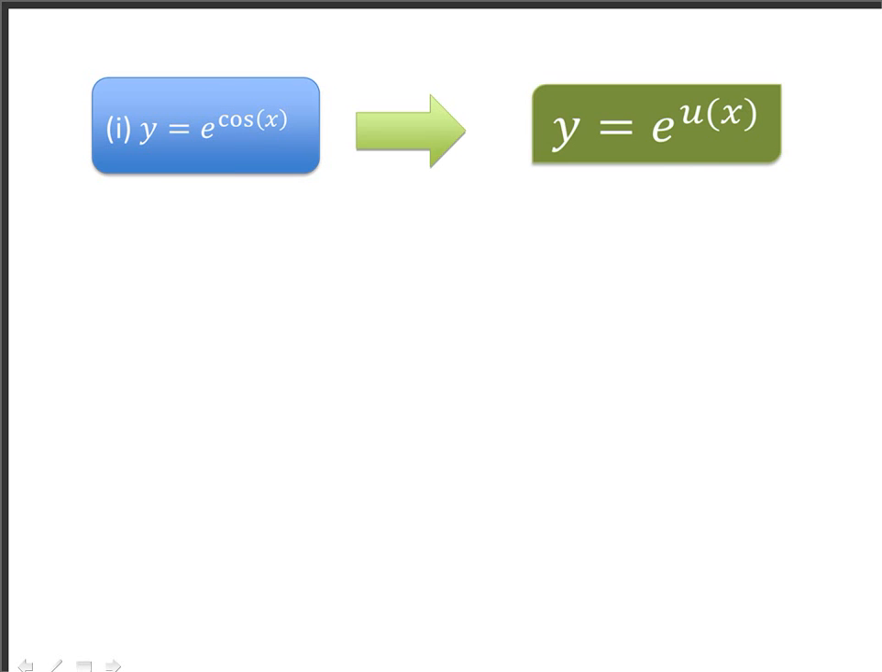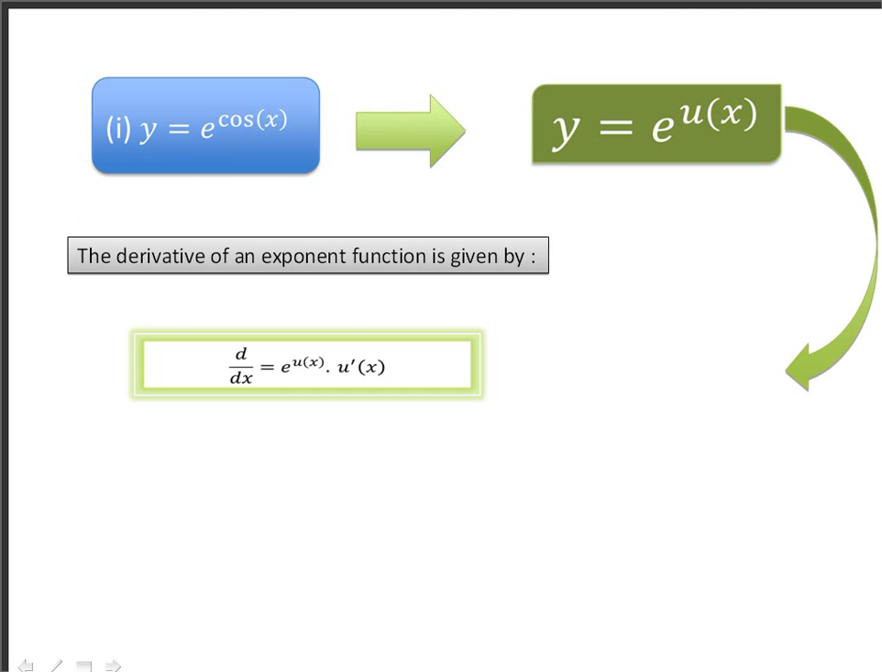To make the rule for deriving e functions easier to understand, I'm going to replace our cos with a u, so that we will be left with y is equal to e to the power of u of x. You can see why I've done this now, as the rule for deriving exponential functions states that when deriving the function, we simply rewrite our e to the power of u of x, our original function, and we then multiply it by u dash of x, so the derivative of our u of x part. In our case, this is the derivative of cos x.